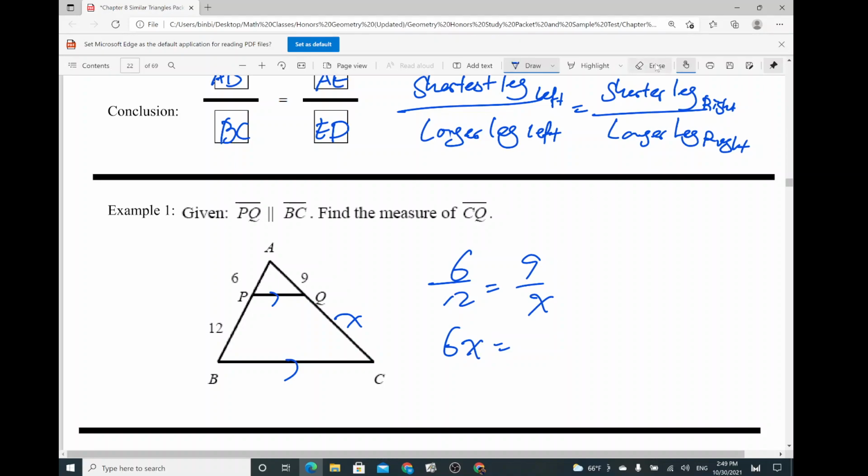Before you do that, again, I always recommend students simplify the equation first. So 6 over 12 is 1/2, to make the numbers smaller. So 1/2 equals 9 over x. Cross multiply, we get 1x equals 18. So x, which is CQ, is 18.